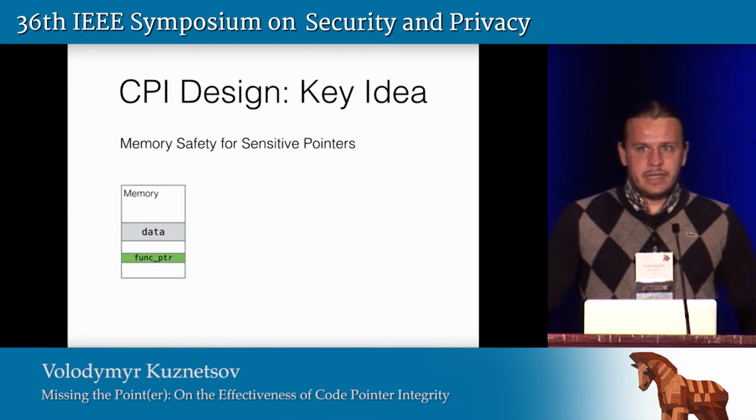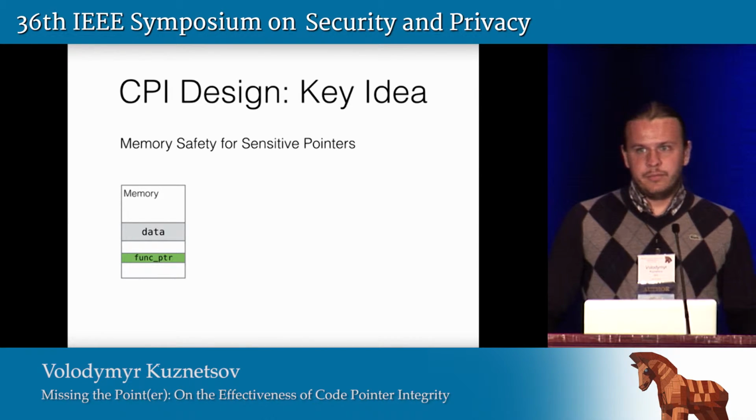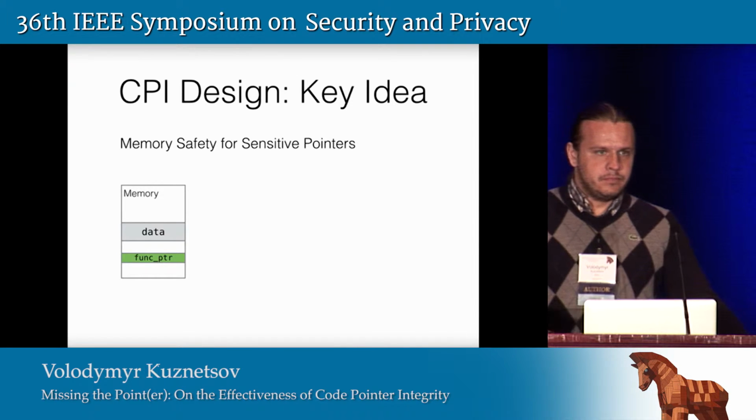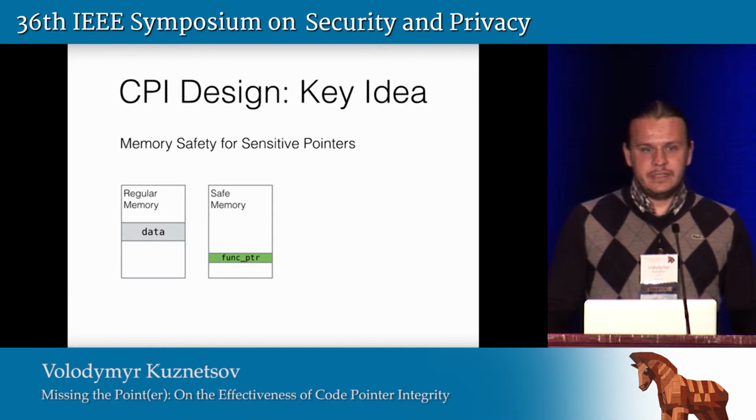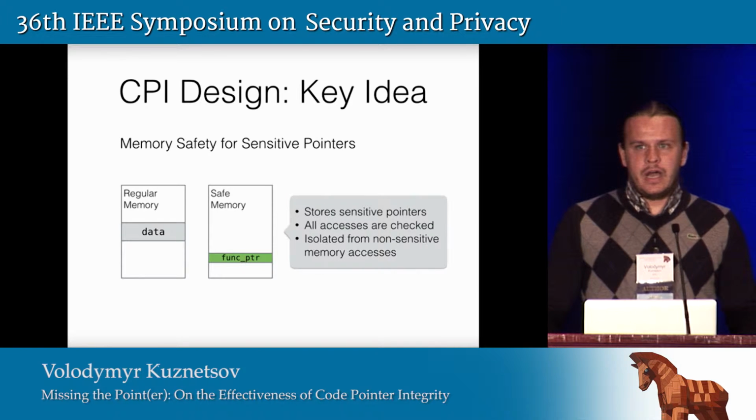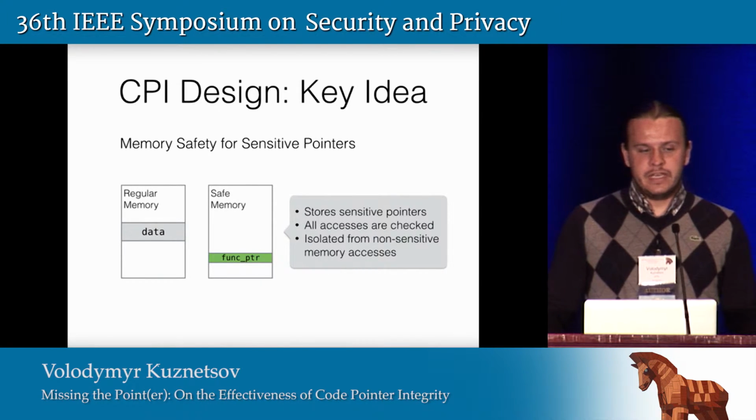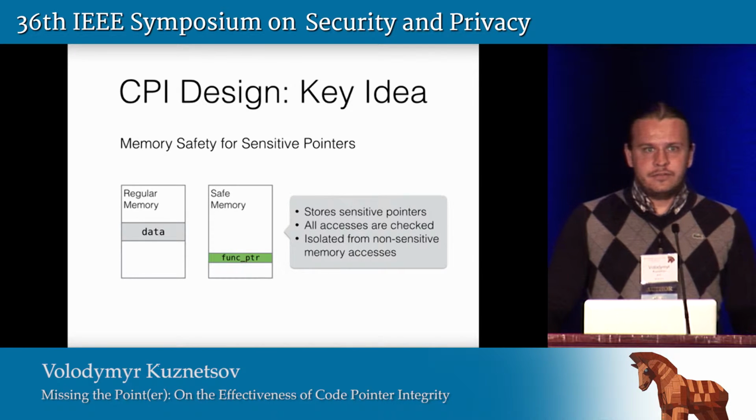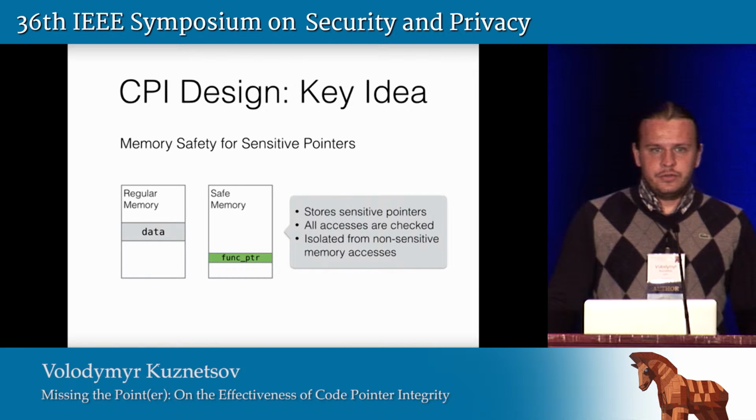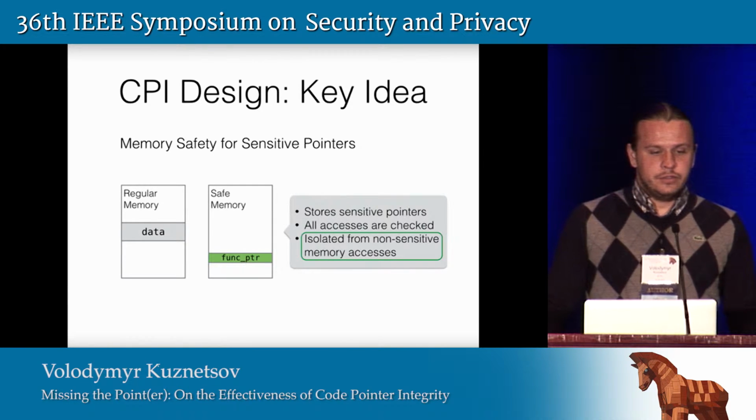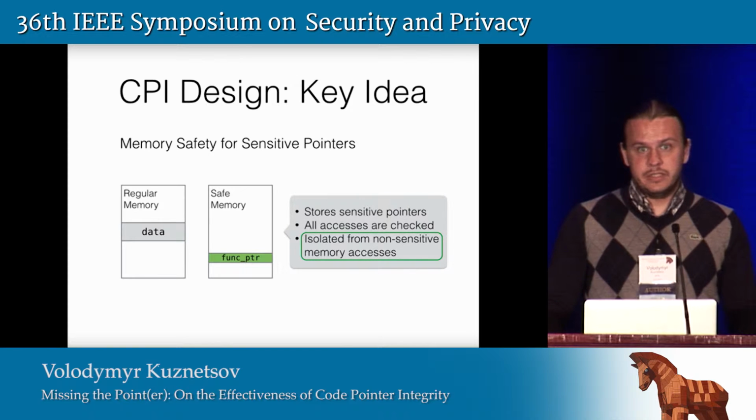The key idea behind this CPI design is to enforce memory safety for all direct or indirect pointers to code. In order to do so without imposing high performance overhead, we isolate all such sensitive data in a dedicated safe memory region. All accesses to the safe memory region are checked at runtime to enforce memory safety. And the region itself is isolated from the rest of memory accesses using an instruction level isolation mechanism. So tomorrow's paper focuses on this instruction level isolation mechanism. Let me describe it in more detail.